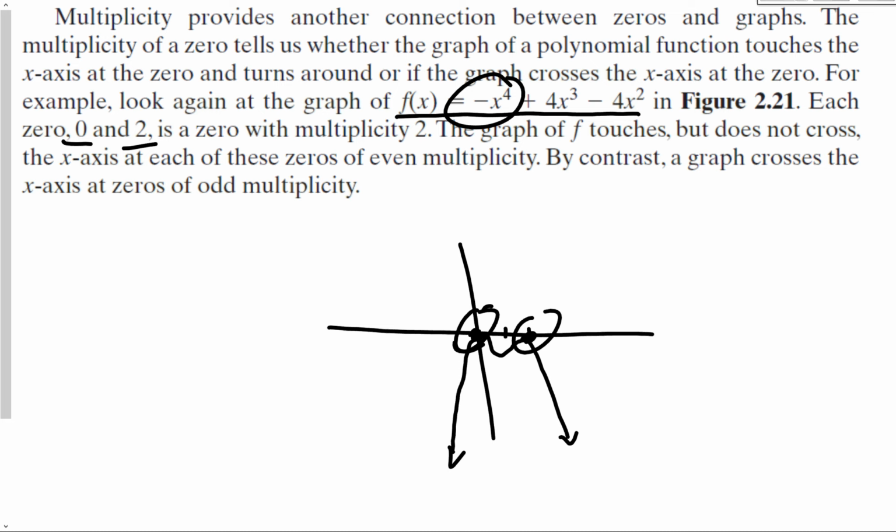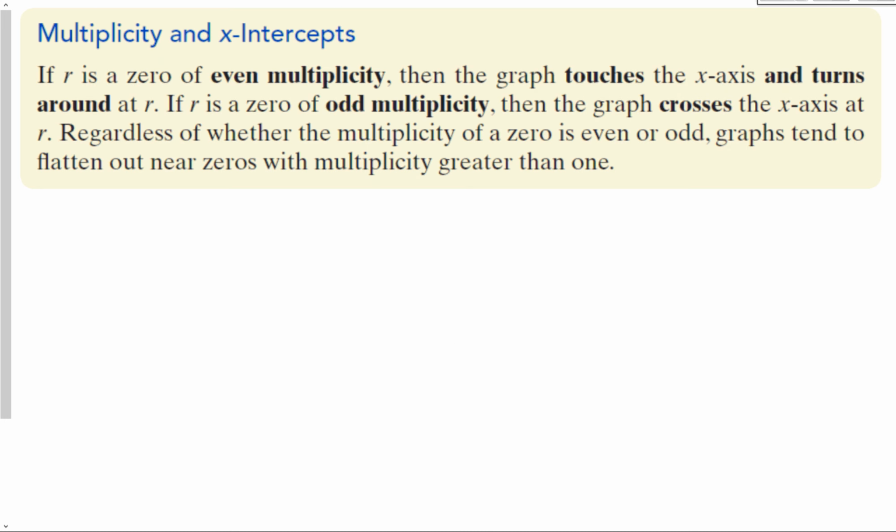If it's an odd multiplicity, the graph crosses through. Okay, so that's what this one right here says. If r is a 0 of even multiplicity, the graph touches the x-axis and turns around at r. If r is a 0 of odd multiplicity, then the graph crosses the x-axis at r. And in fact, regardless of whether the multiplicity of a 0 is even or odd, the graph tends to flatten out near zeros with multiplicity greater than 1.